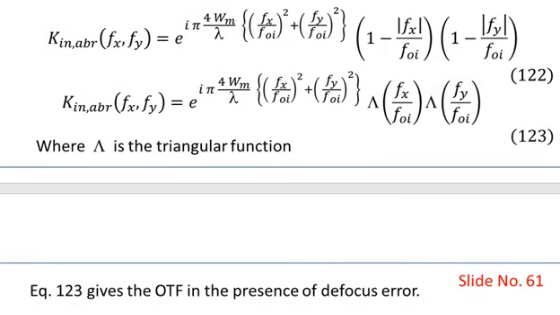And when we take the real part of that one, it becomes cos of pi. So the exponential will be removed. The real part of this exponential with iota is the cos of pi 4Wm over lambda, and within the curly bracket we have the terms fx over f0i whole square plus fy over f0i whole square. So since we are taking the real part, we are including the cosine of the exponent factors.